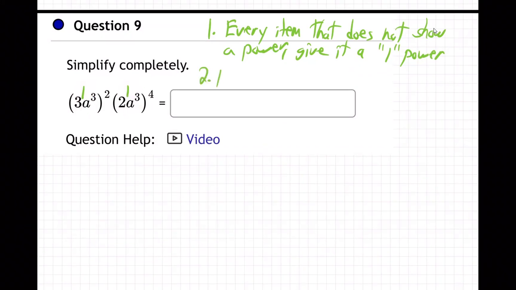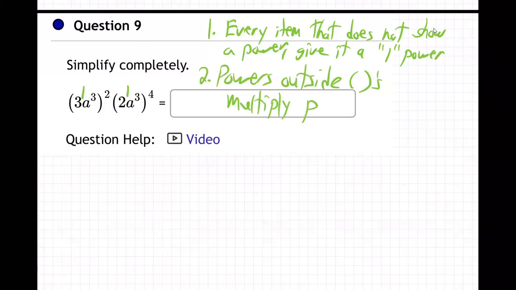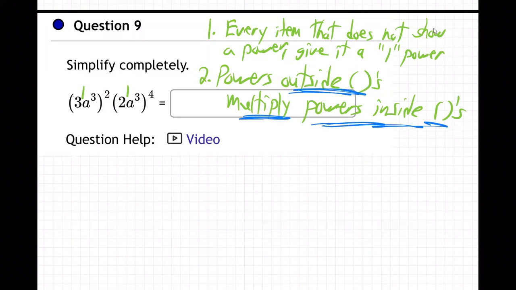Second step. Powers outside parentheses multiply powers inside parentheses. That's the key. Powers outside parentheses multiply powers inside parentheses. So now take that 2 power and go boom, boom. Now notice the powers multiply other powers, not bases. So it's going to be 3 to the 2, a to the 6 for the first parenthesis.